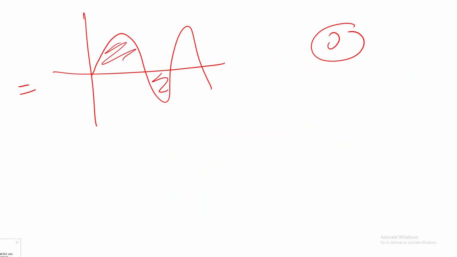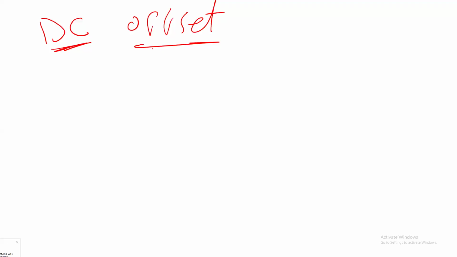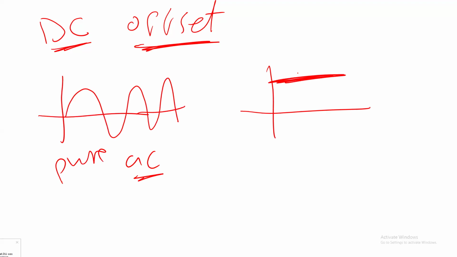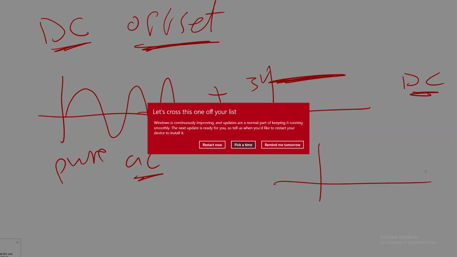Now let me tell you something related to this. If you have a DC offset, this is one of the things you are going to do in this lab. What do we mean by DC offset? If you have a signal like this one, it's a pure AC, so it only has AC. This part here, if it is a constant voltage, we call it DC. Sometimes we have a signal that has both together. If I add these two together, for example 3 volts, this signal will be shifted up. So you can shift it up or down if you add DC.